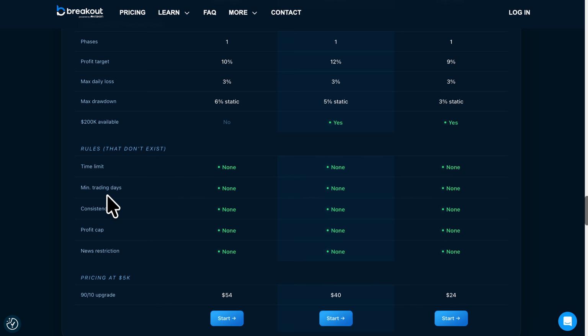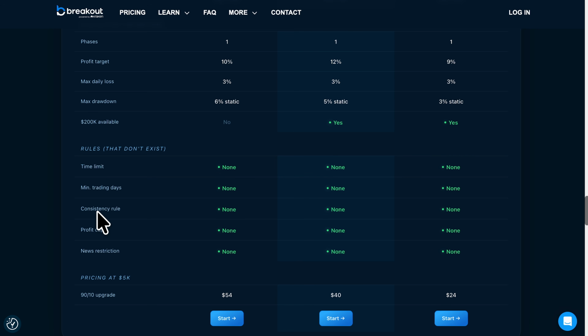Now, the next one is minimum trading days. For minimum trading days, you have none. So for this one, it means that maybe a program is saying you must pass the challenge with a minimum of 10 days, 5 days before you go to the next stage. There's none of that on Breakout. So on Breakout, if you pass the challenge today, you can go directly to the funded stage or the next stage immediately. You don't have to wait for at least 5 days, 10 days, 15 days like some other prop firms.